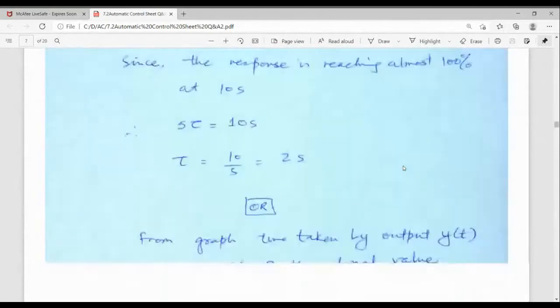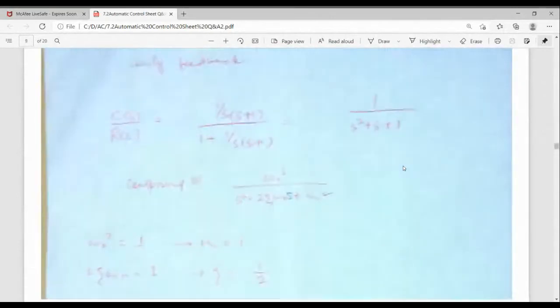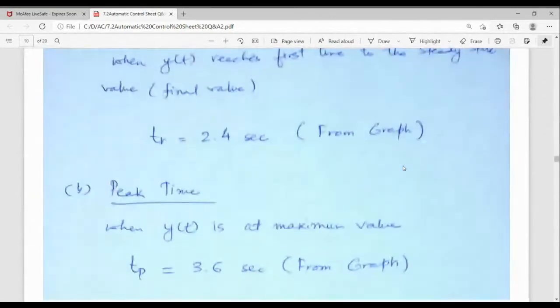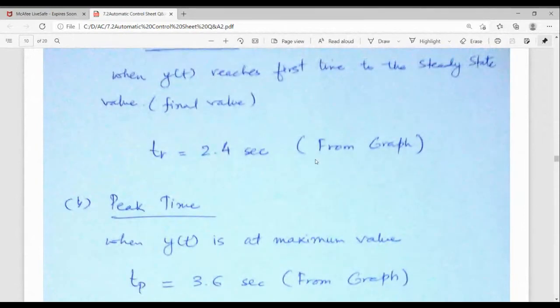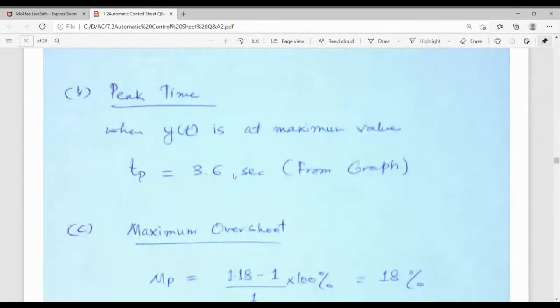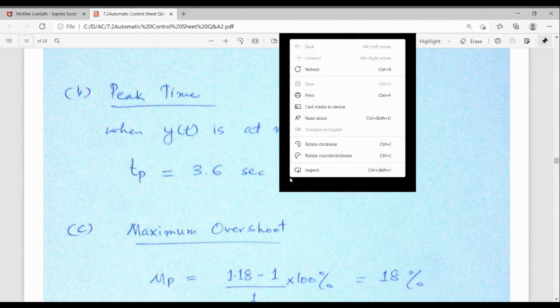Here is the question number 5. Okay, 2.4 seconds from the graph. Peak time. Okay, when y of t reaches the maximum value, that is 3.6 seconds, as you can see in the graph. It's very clear.